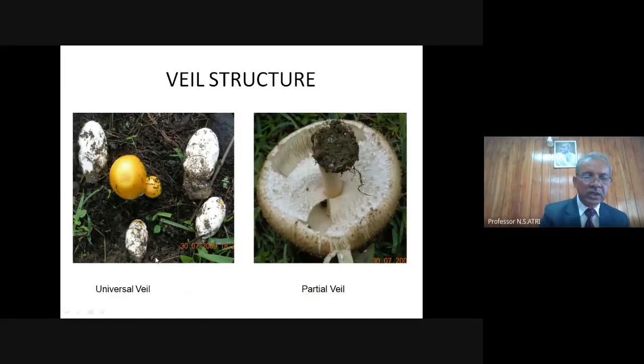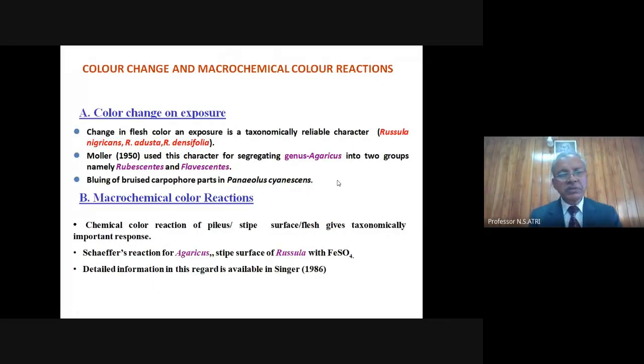You can see the universal wheel, which covers the complete carpophore right from the very inception. Gills are covered, whole carpophore is covered when it opens up. So the wheel breaks up. Part of it is left as vulva at the base, and part of it is left as annulus below, and part of it is carried over to the pileal surface as scales. So partial wheel here, you can see the cog wheel in case of Clarkinda. You can see this, and it is left in the form of cortina along the margin and annulus here on the stipe. Then color change and macrochemical reactions are very important.